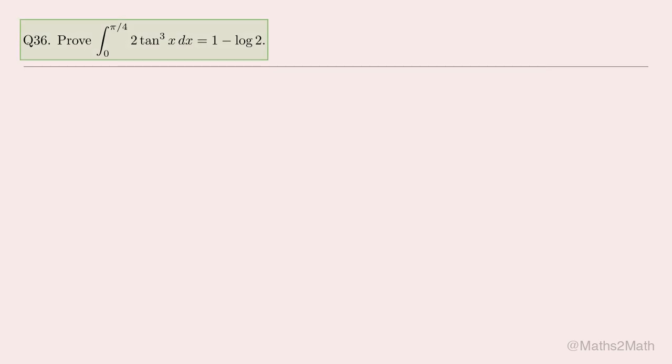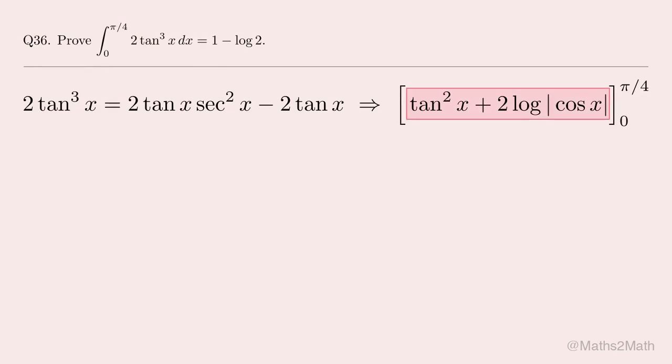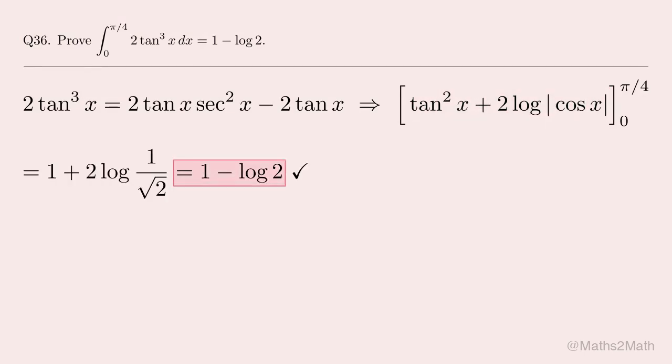Question 36. Strip tangent squared into secant squared minus 1. Tangent squared and log cosine. The identity split and antiderivative. 1 plus 2 log of 1 over root 2. 1 minus log 2.